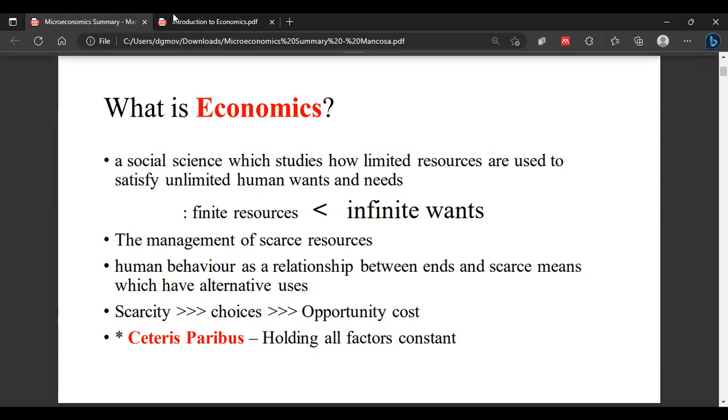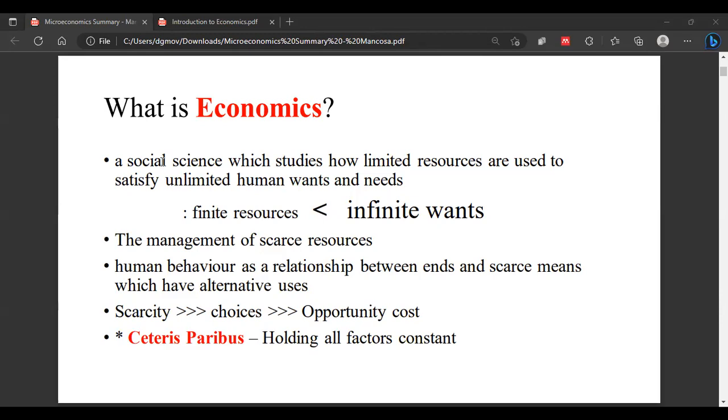Now, economics simply tries to understand the management of scarce resources, right? How do we juggle this money that we have versus our desire to have food, shelter, clothing, cars, holidays, and so many other things? So when we study economics, we want to find the relationship between those two: limited or finite resources, which are less than our infinite wants. Is it clear? Awesome.